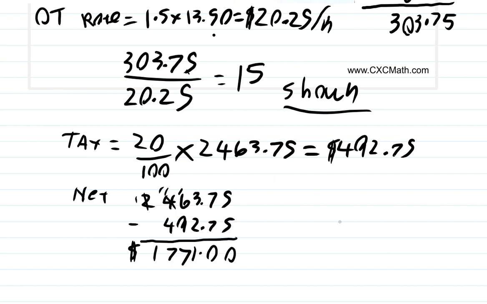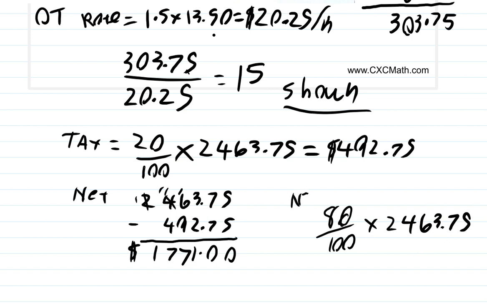Another way you could consider it is that if 20% comes out as tax, 80% is left as net earning. So you could say 80 over 100, 80% of $2,463.75 is her net income. So here, 0.8 times $2,463.75.